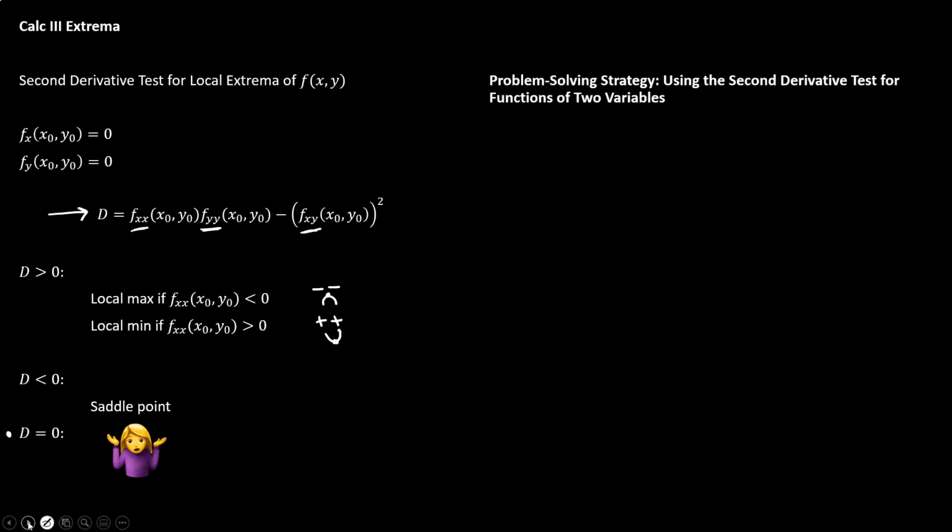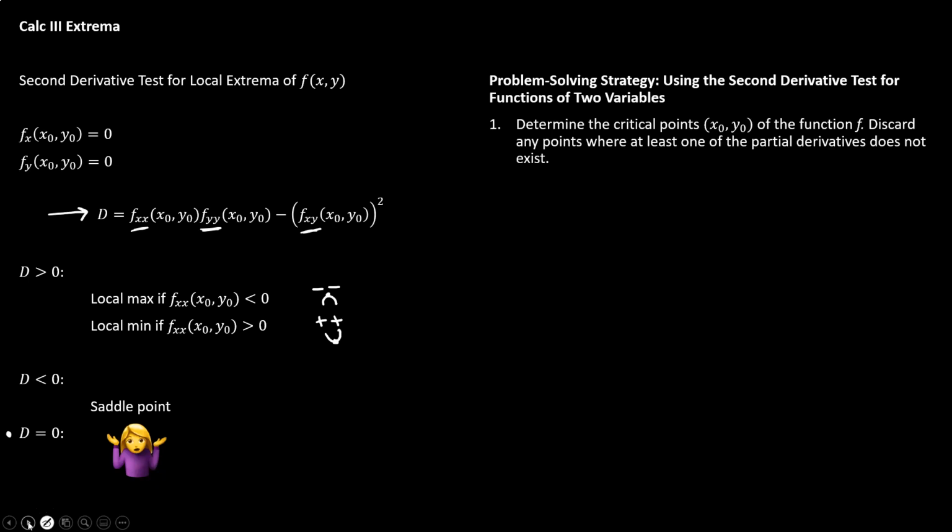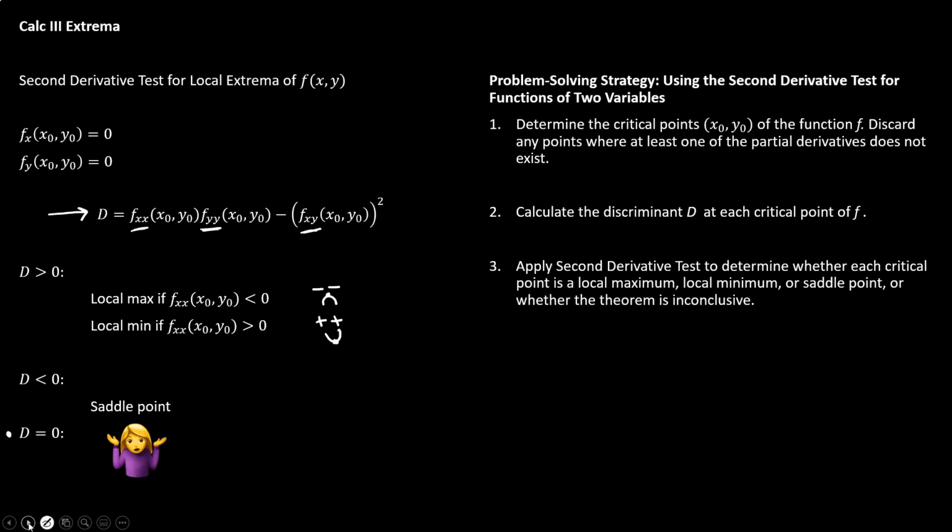The problem-solving strategy that goes with this second derivative test says first, find all your critical points. And then we're going to discard any of the points where at least one of the partial derivatives does not exist. Next, you're going to calculate the discriminant at each critical point. Then you're going to apply the second derivative test, meaning you're going to check to see what the discriminant value is. Is it positive? Is it negative? Or is it 0?